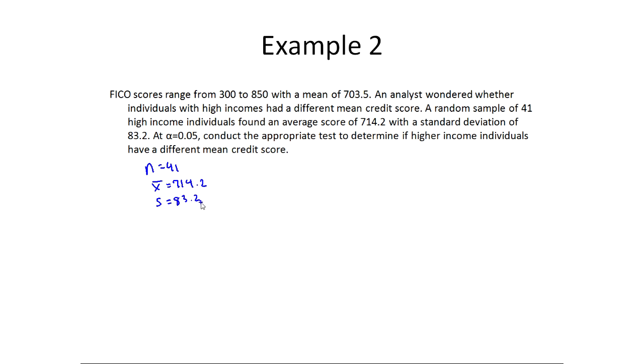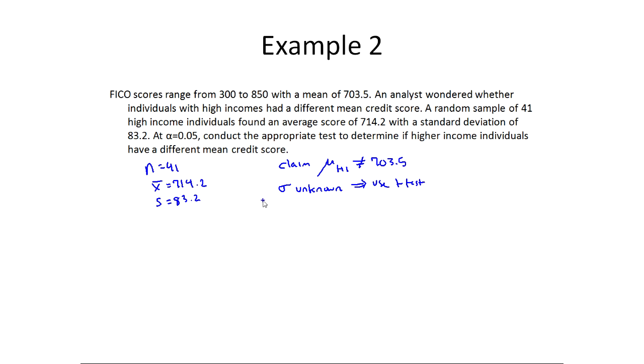And so we want to conduct at alpha equals 0.05 a test to determine if high-income individuals have a different mean credit score. Well, first of all, the question is, how do you test something's different? Mathematically, to say something's different, we say it's not equal. So the claim that we're testing is that the mean for high-income individuals is different from the mean for everybody else, which we know is 703.5. And now the question is, what test do we use? We don't know sigma. The standard deviation we have is for the sample. If sigma is unknown, that implies that we use a t-test.